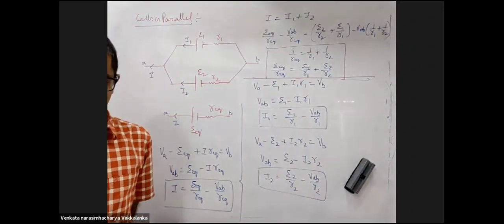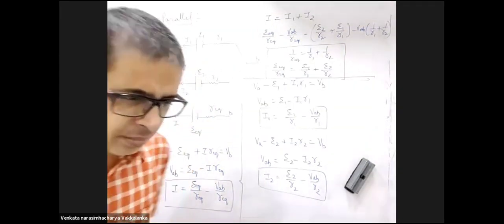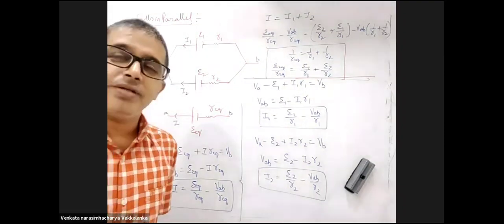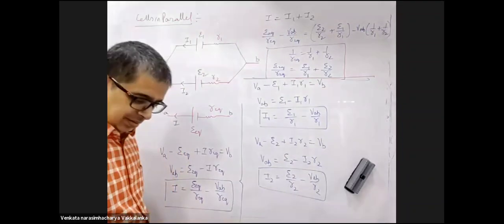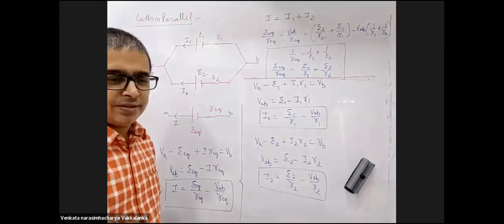Yes, sir. So, sir, does that mean that whenever cells are connected in parallel, then their resistances will be in parallel also? They turn out to be in parallel. Okay, so that's a consequence, not an assumption. Right.